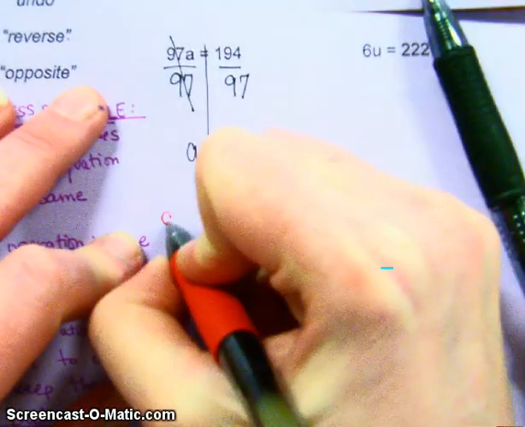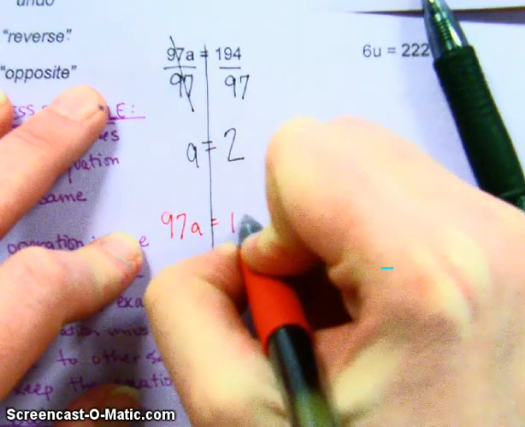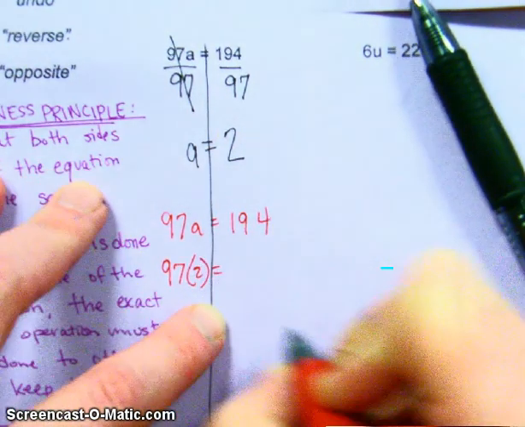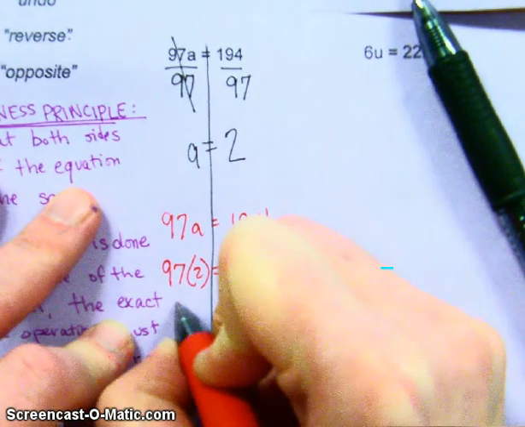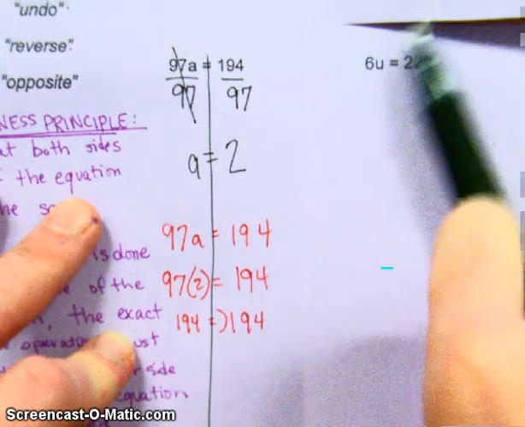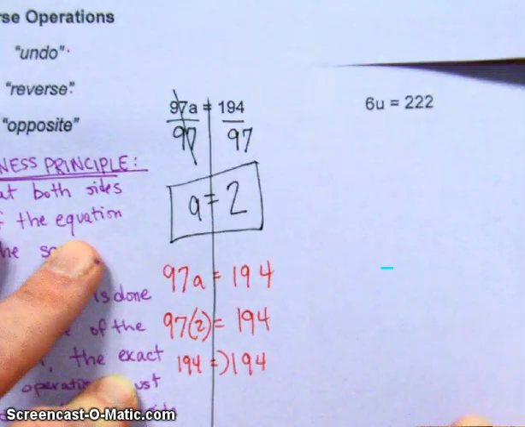Check. 97a equals 194. 97 parentheses 2 is 194. 194 is equal to 194. Fair and balanced. This is my solution.